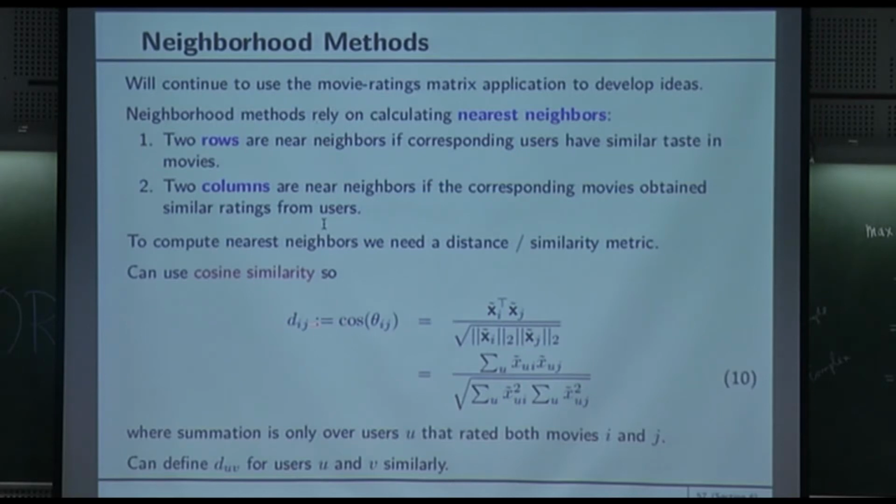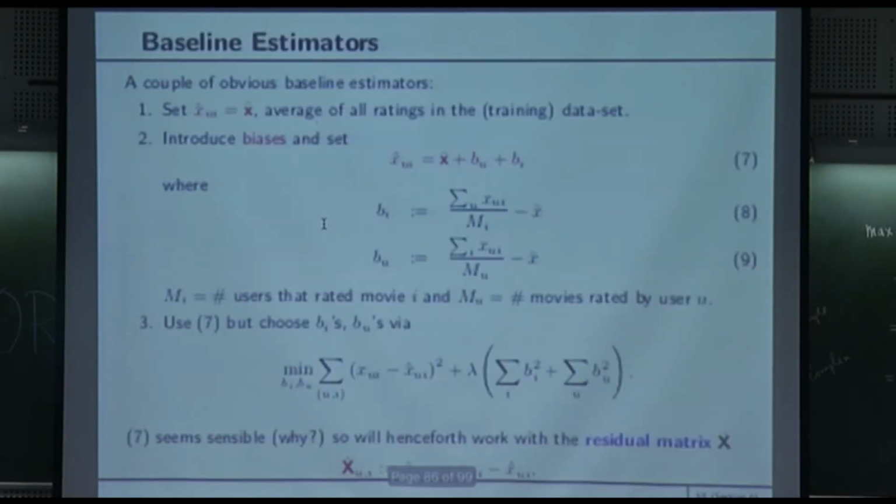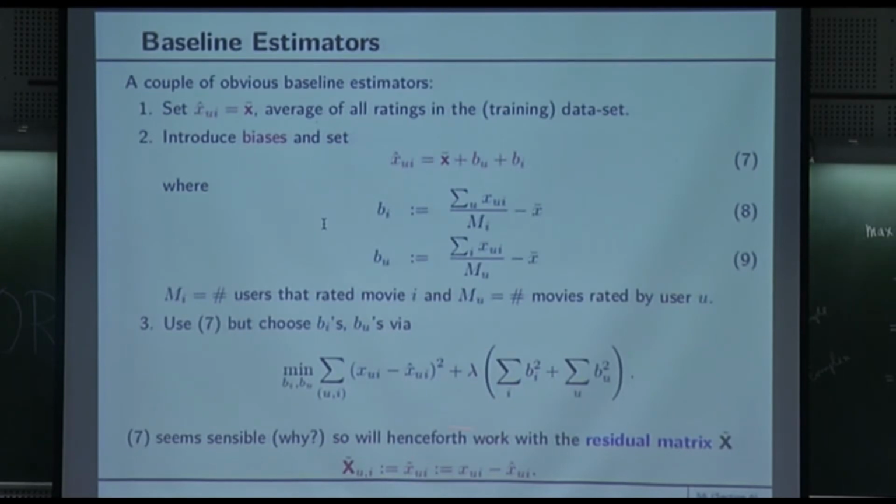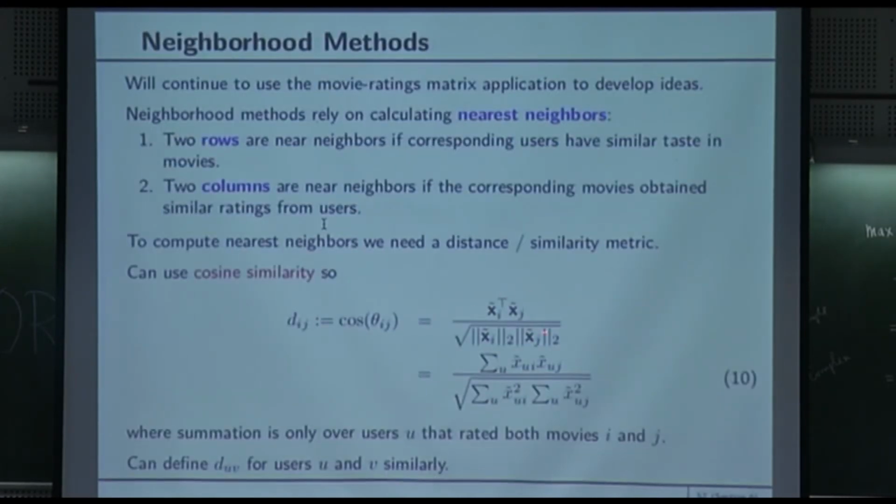Many times we use the cosine similarity metric, which is basically the cosine of the angle between the two, which is essentially like the correlation, because I have removed all the means and everything from here. So the top part, without the renormalization, is like the cross variations, the bottom part is like the variance, so this becomes like the correlation. The summation is only over users u that have rated both movies i and j.